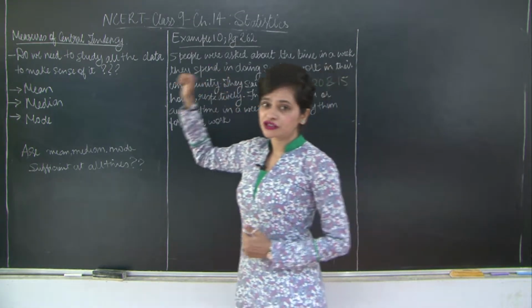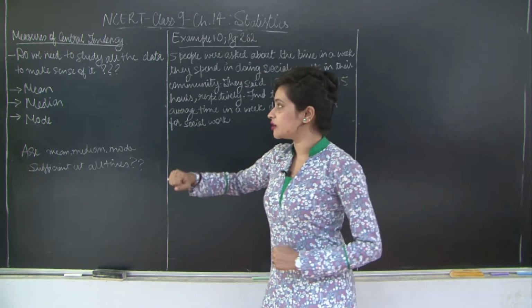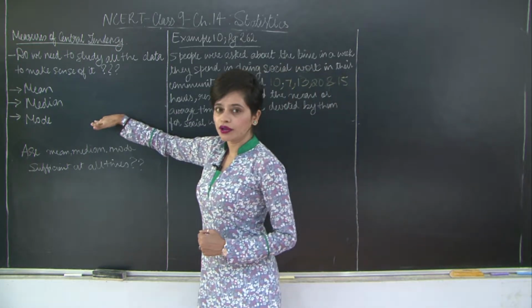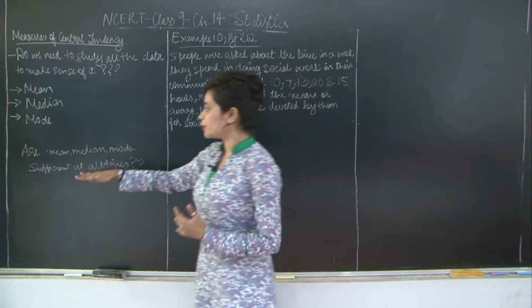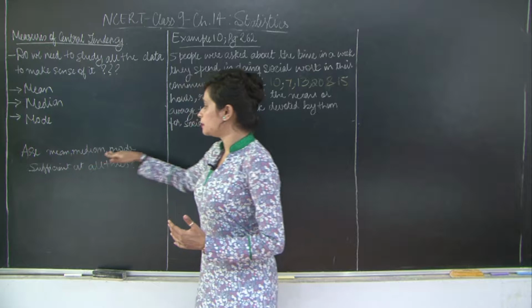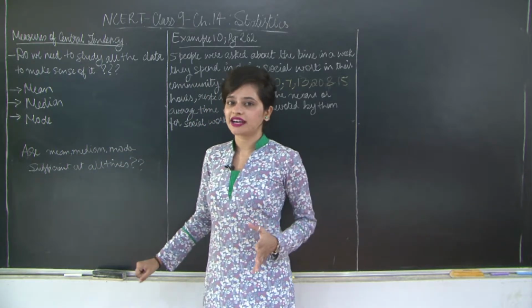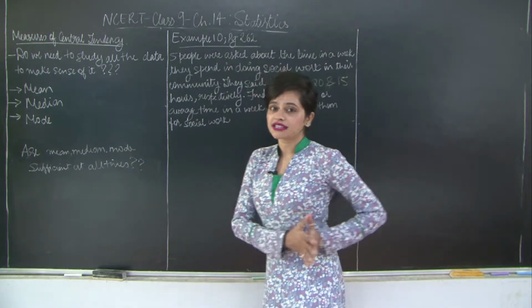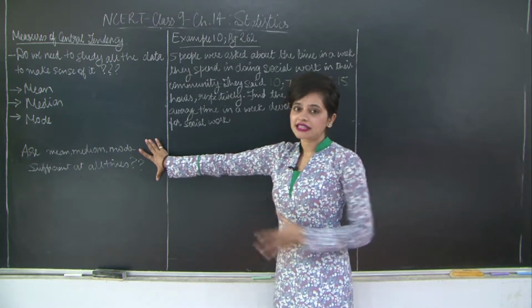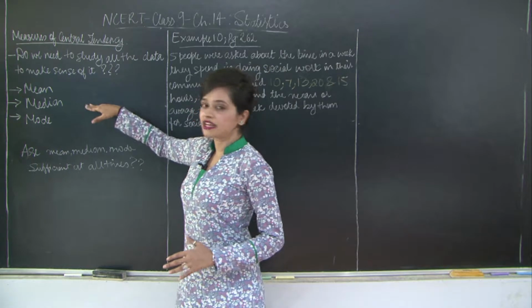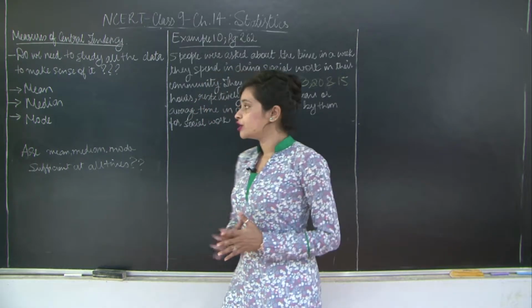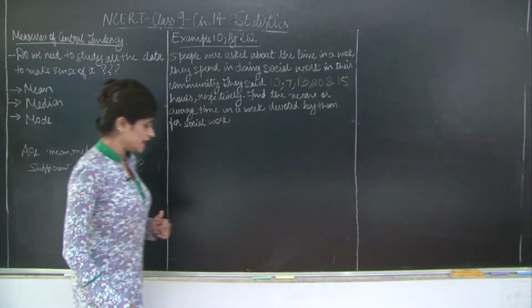Now, in measures of central tendency, we are going to learn three terms: mean, median, mode. Towards the end, after I have done all the solved examples, I am going to ask you the question, are mean, median, mode sufficient at all times to analyze your data or not? So we will come back to this later in the forthcoming lectures. Now let us understand mean, median and mode in detail. To get started with mean.